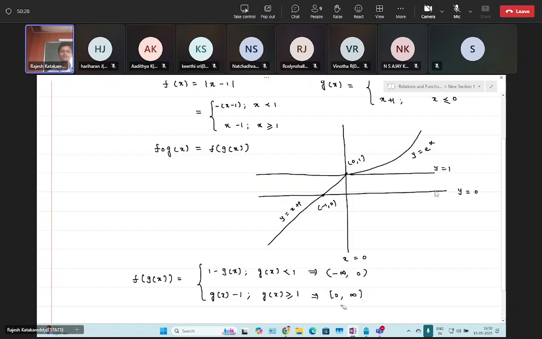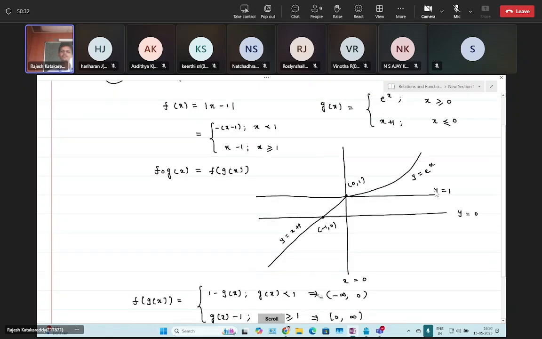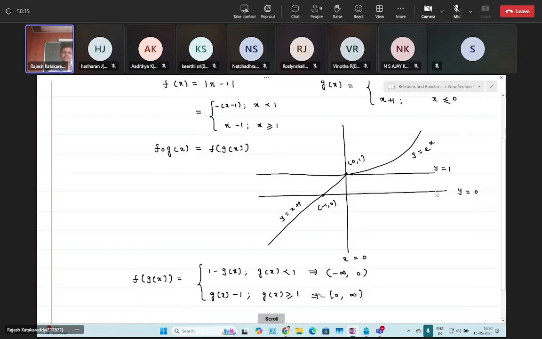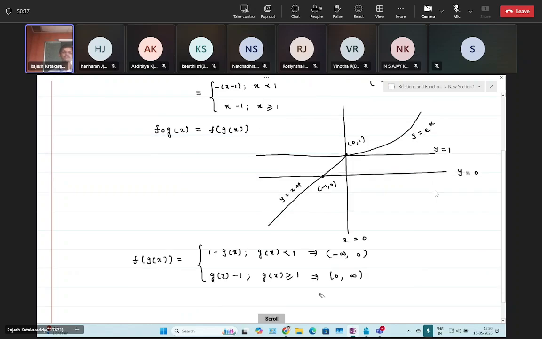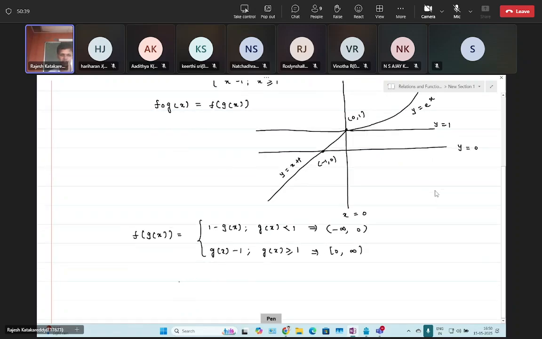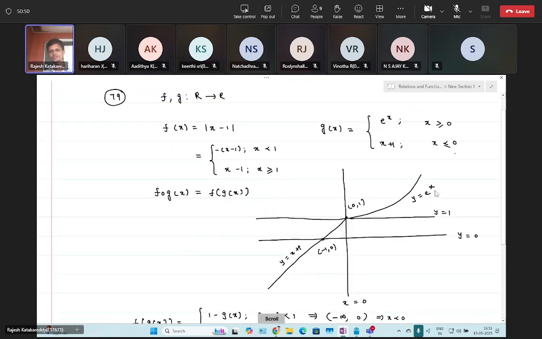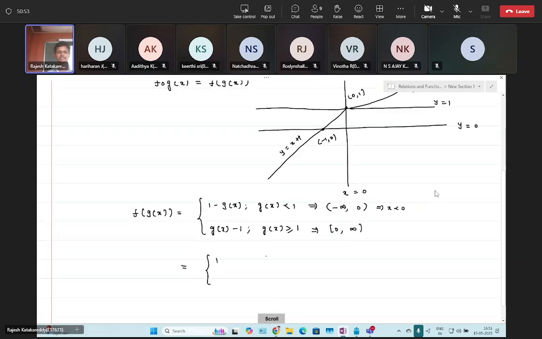So solving this inequality is the important step. Now you go back to the g of x definition and substitute it in this. If we are substituting the g of x definition here, what do we get? We get 1 minus. What is the definition of g of x? When x is less than 0, g of x is x plus 1. So 1 minus (x plus 1), and writing the interval x is less than 0.